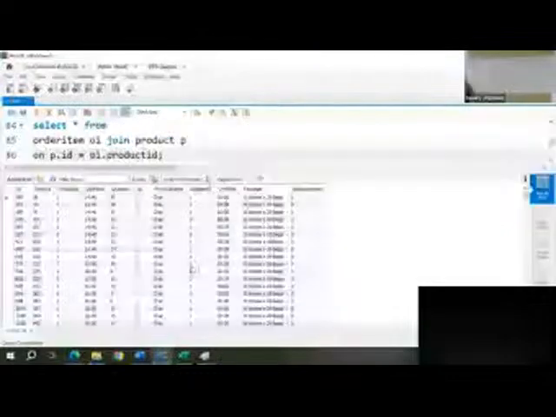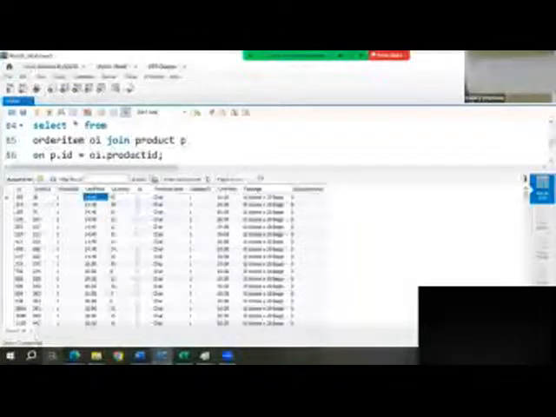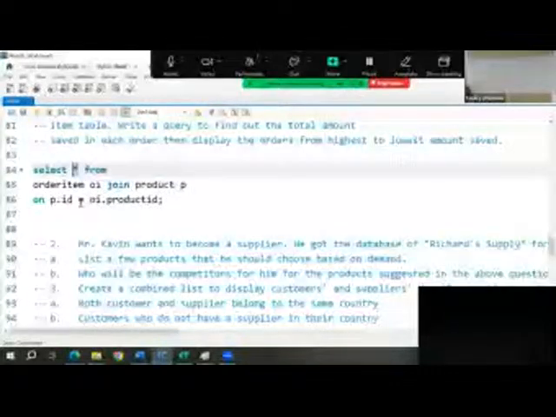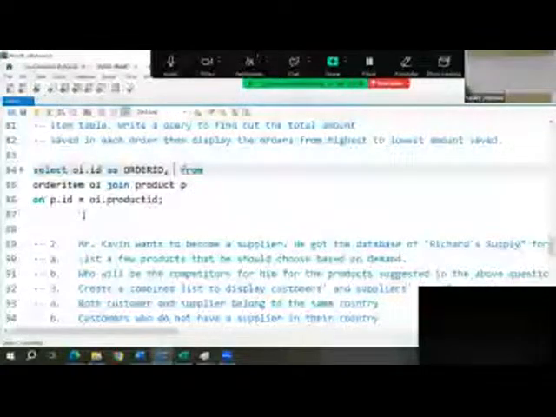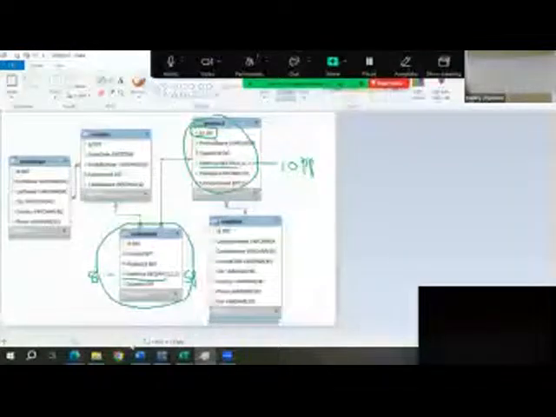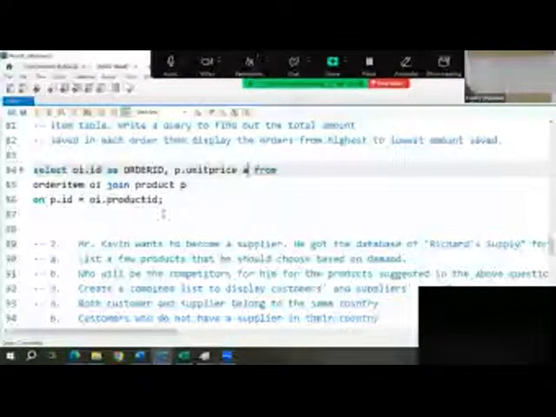I'm getting the order id, and this unit price. What unit price is this? Here we have to be clear, so we have to alias this. Let's do oi dot id, let's call this order id. Next, this unit price is the selling price, right? This unit price is the purchase price. So p dot unit price, for your understanding I'm aliasing as purchase price.